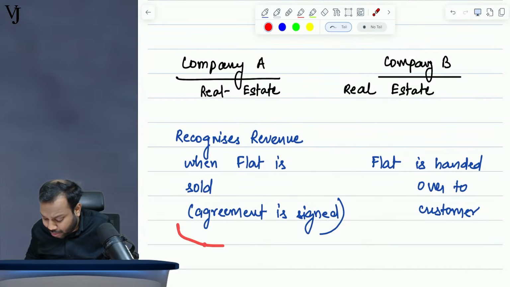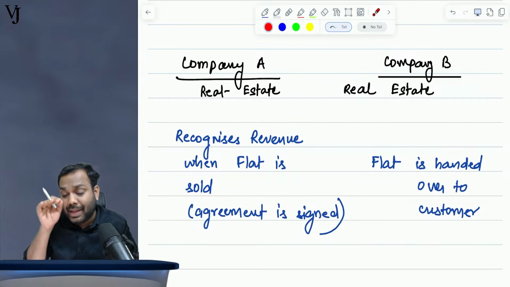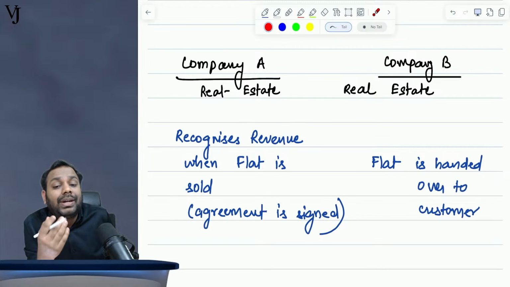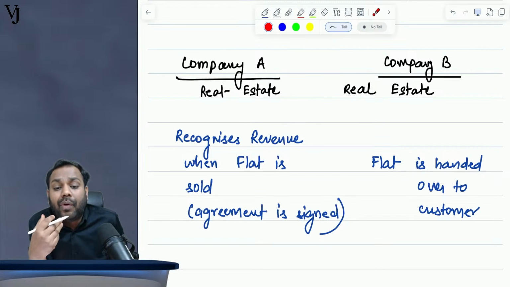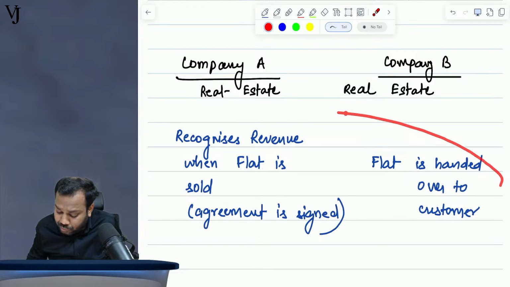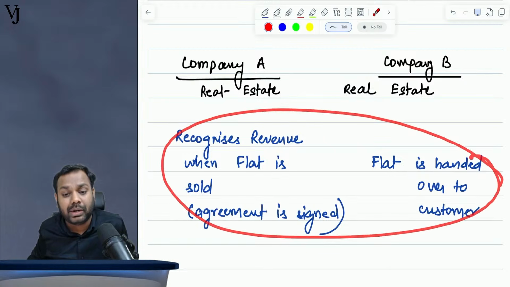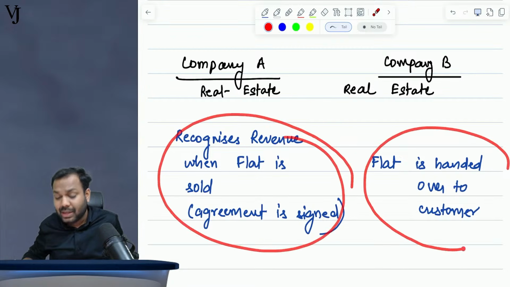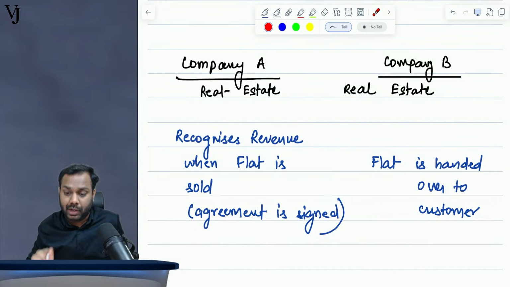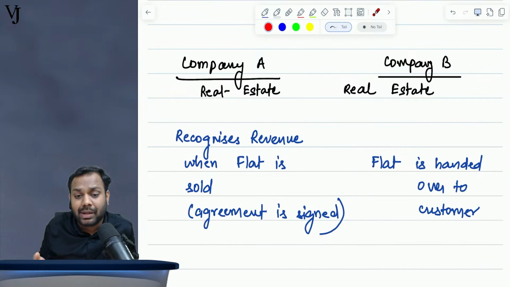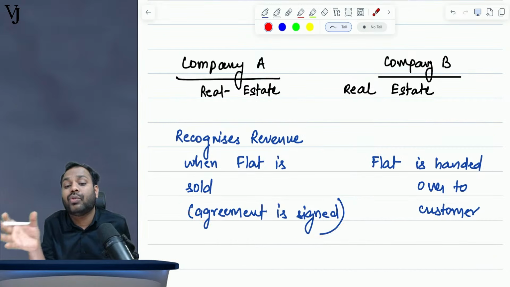So there was a lack of comparability, and therein arises the need of an accounting standard, so that companies follow the same accounting treatment for the same transactions. If there's an accounting standard, both the companies will apply the same accounting treatment. Therein arises the need of an accounting standard.